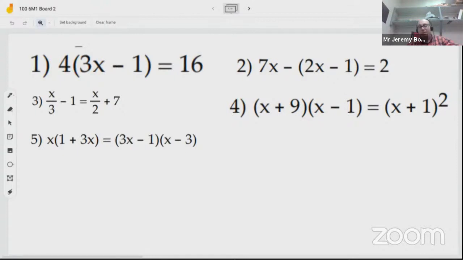So the first one, I don't know why it's so much larger than the other ones, but it's 4 times 3x minus 1 is equal to 16. Second one's 7x minus 2x minus 1 is equal to 2. Third one, you got some fractions to deal with. It's x over 3 minus 1 over is equal to x divided by 2 plus 7. Fourth one is x plus 9 times x minus 1 is equal to x plus 1 squared. And then the last was x times x plus 3. Oh, sorry. X times 1 plus 3x is equal to 3x minus 1 times x minus 3. So give those a shot.